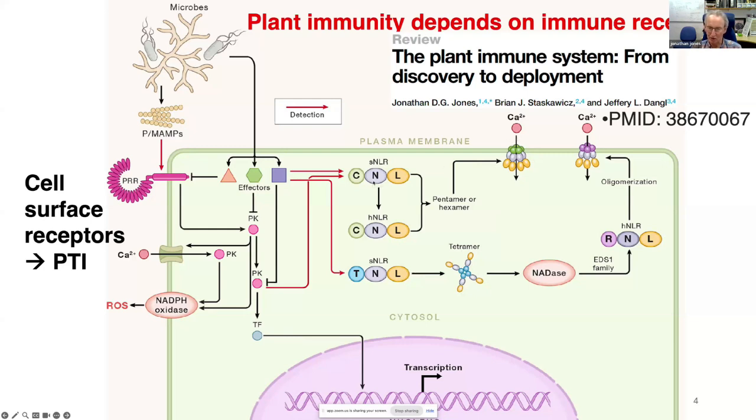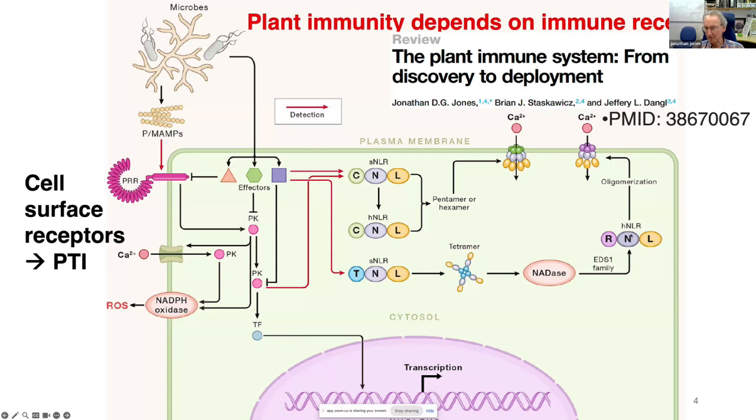Others don't do this themselves, but they need the action of a helper NLR in order to oligomerize and create a calcium channel. The TIR class of sensor NLRs, upon detection of pathogen molecules, oligomerize to a tetramer, which brings the TIR domains together. That creates an NADase activity that makes a bunch of small molecules that are detected by EDS1 family proteins, that then, upon binding to these small molecules, associate with an RPW8 NLR, RNL, and in Arabidopsis, they're called NRG1 and ADR1.